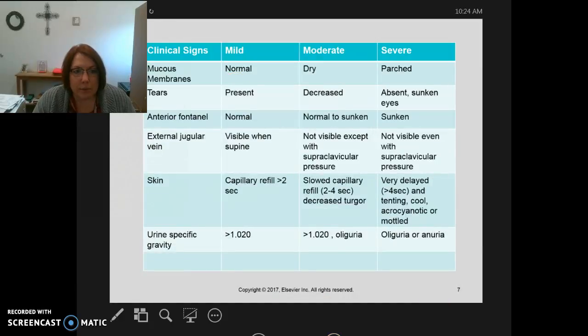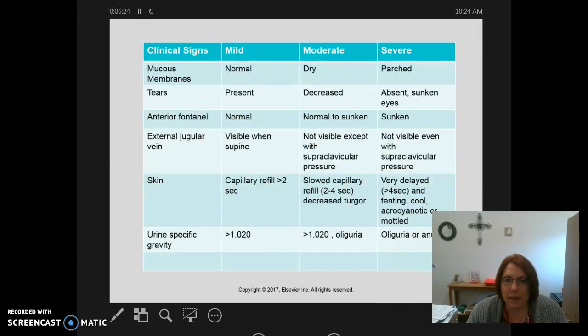Their mucous membranes may go from normal in mild to very parched in severe. Tears become decreased or absent, and they have sunken eyes. And I can remember that being something the teachers kind of drilled into our heads when I was in nursing school. As they start to lose those tears, we look to see, are they crying, are they not? The anterior fontanelle of their head is normally normal, but if they're dehydrated, it'll be sunken in.